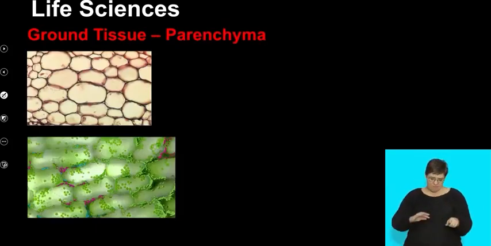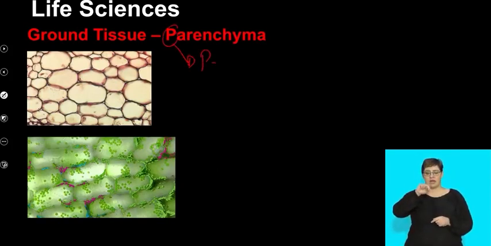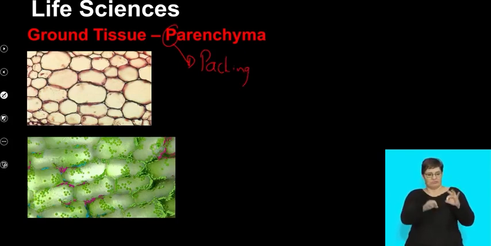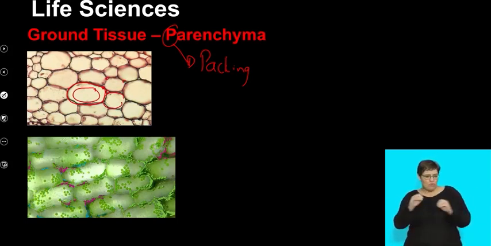Okay. Next one, ground tissue, parenchyma, packing. P for packing. And that's exactly what it does. Have a look. Round, thin walls, spaces in between, large vacuoles. Guys, things can move through here. They pack. I don't know if you've ever bought anything from Takealot. It's like that box with all the plastic in it. You can just pop it.